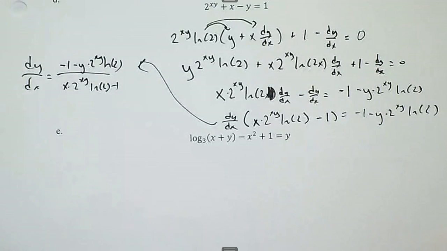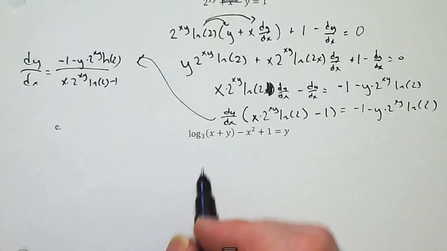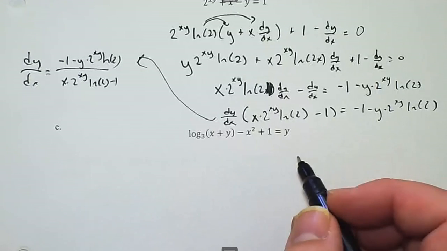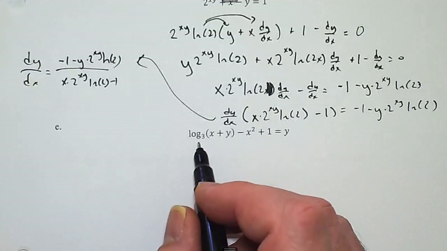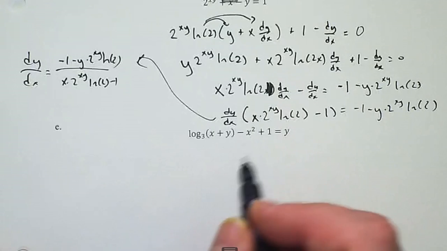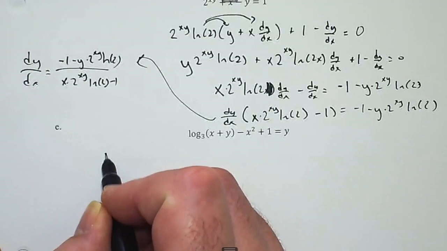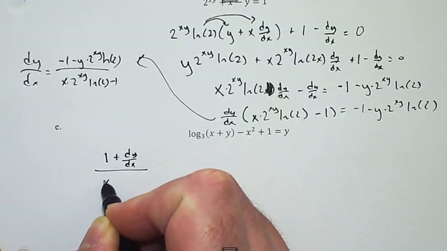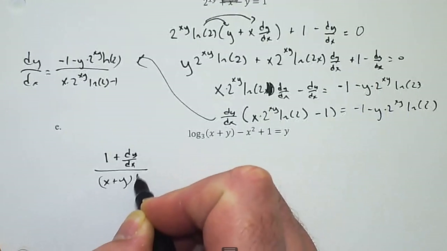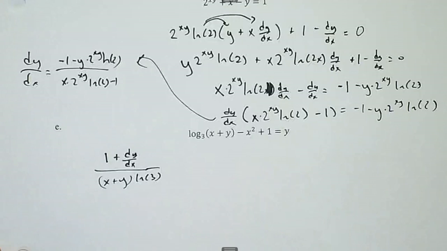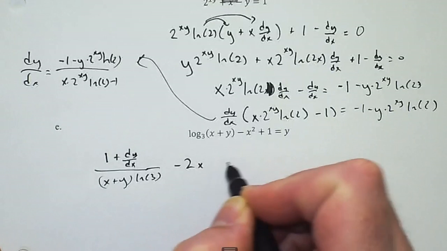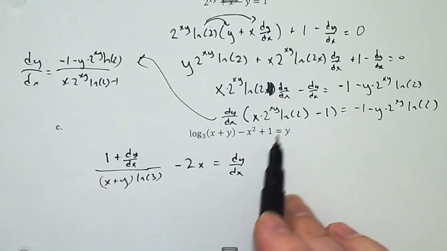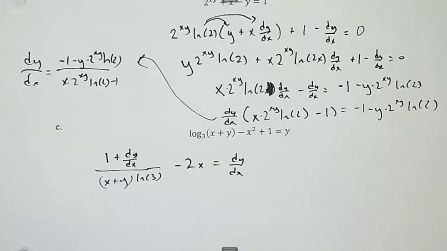All right, let's do letter E. We know that the derivative of the natural log of u is u prime over u. The derivative of log base 3 is very similar. It's u prime over u times the natural log of the base. Then minus 2x equals dy dx. Derivative of 1 is 0, and derivative of y is dy dx.